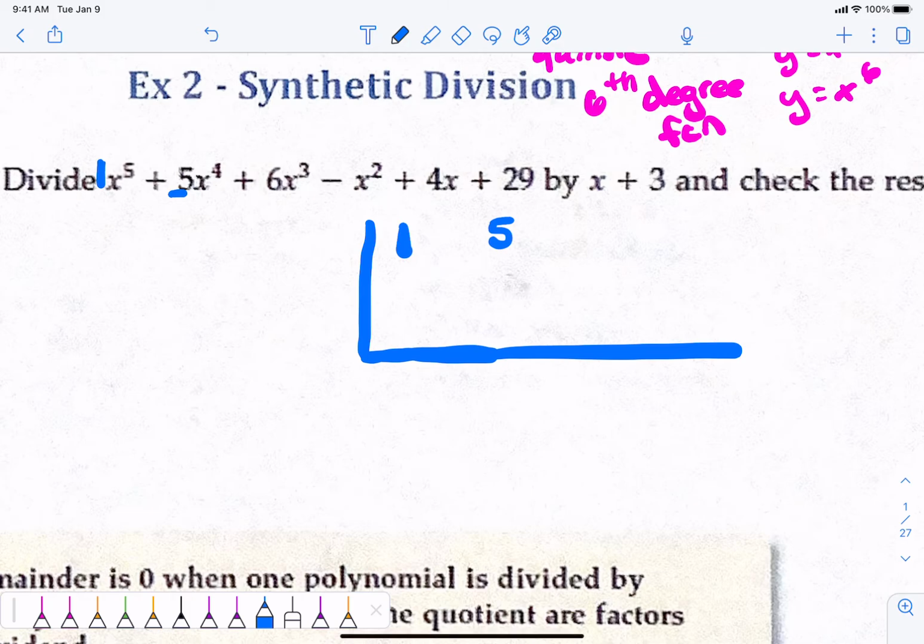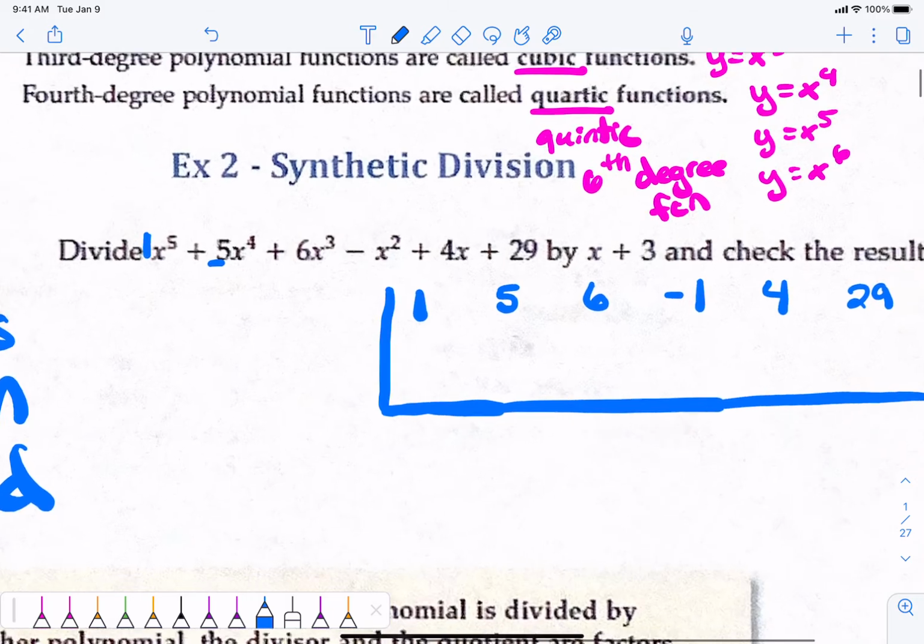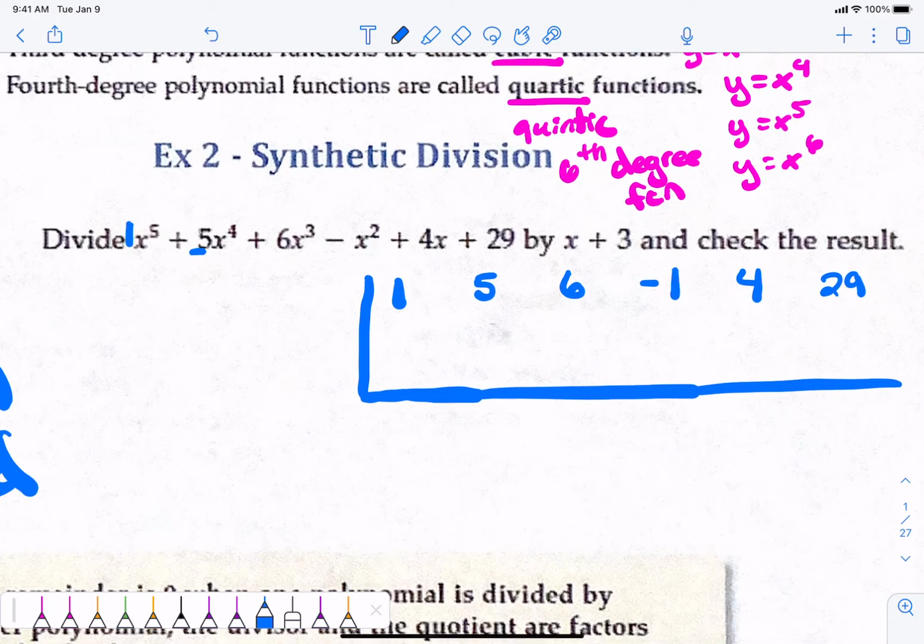What's the next number? 6. Then the next number is -1. Then the next number is 4. Then the next number is 29. Did we check to make sure we don't have any zeros that we need to add in there? Nope, we don't. We have an x to the 5th, x to the 4th, x to the 3rd, x to the 2nd, x to the 1st, and nothing else, right? So we're good to go.